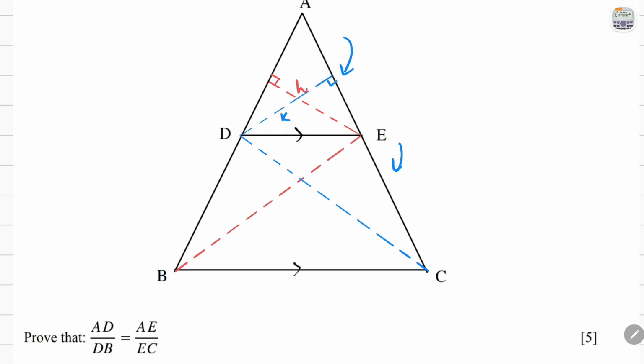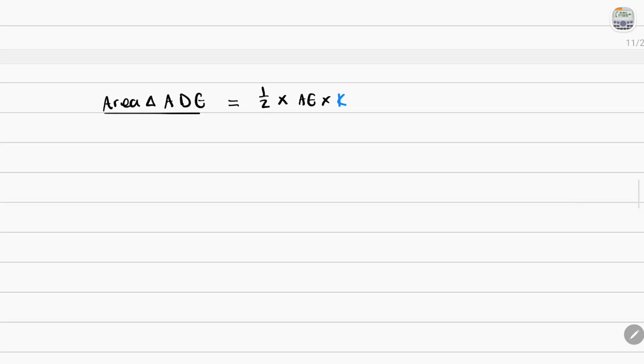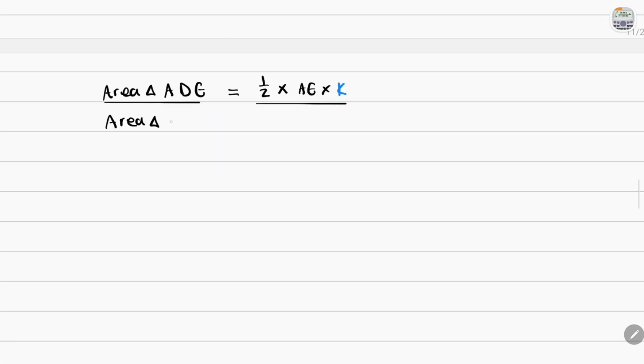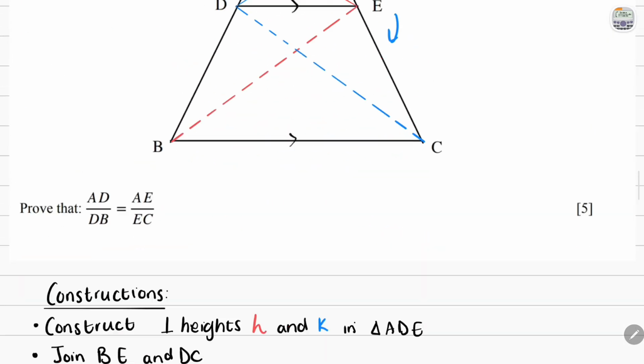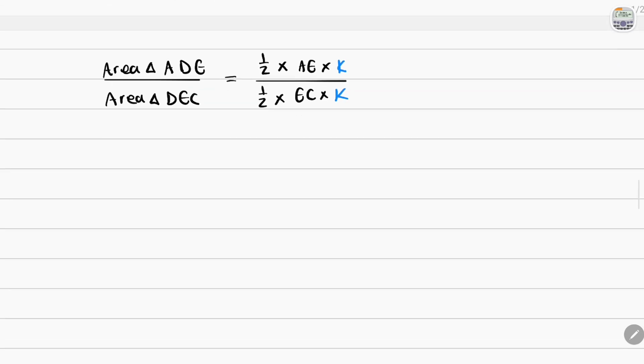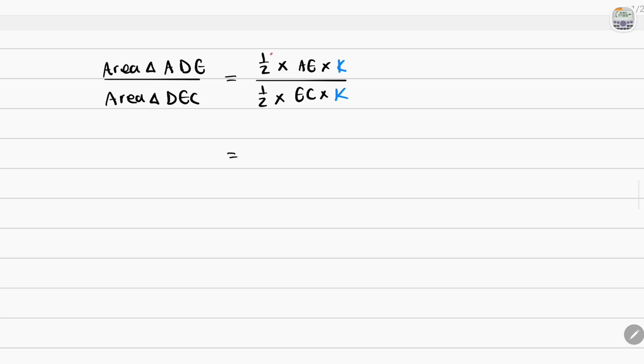So you can see that that is also the height K. So they are sharing a height, just like these two triangles, the one with the base AD was sharing a height with this one. So to find that, we would say over, and we're just saying the area of triangle DEC. So over the area of triangle DEC, which is also equal to a half multiplied by its base, which we could see was EC, and then multiply by its common height, which is also K. And then likewise, these also cancel. So a half and half cancel, K and K cancel, and we're left with AE over EC.